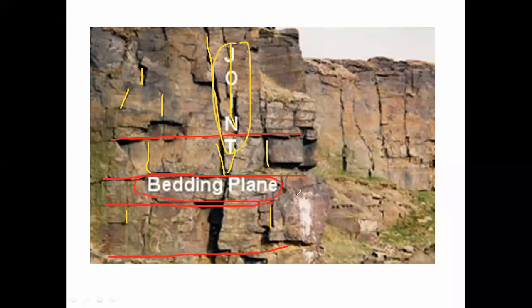Bedding planes are always horizontal or parallel to the layers. ज्या डायरेक्शन मध्ये लेयर्स असतात त्या डायरेक्शन मध्ये बेडिंग प्लेन असतात. ओके, and joints are across the bedding planes and layers. जॉइंट्स हे बेडिंग प्लेन आणि बेडला अक्रॉस मध्ये तयार झालेले असतात. And joints, it is also considered as a fracture.